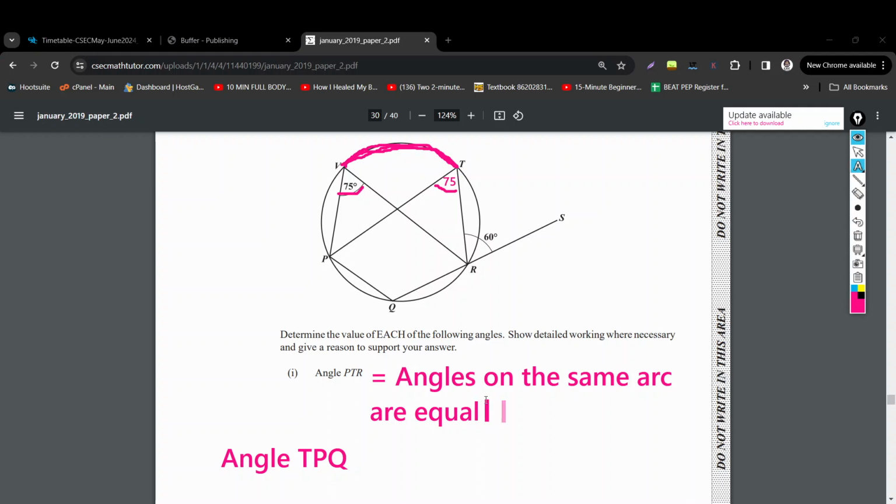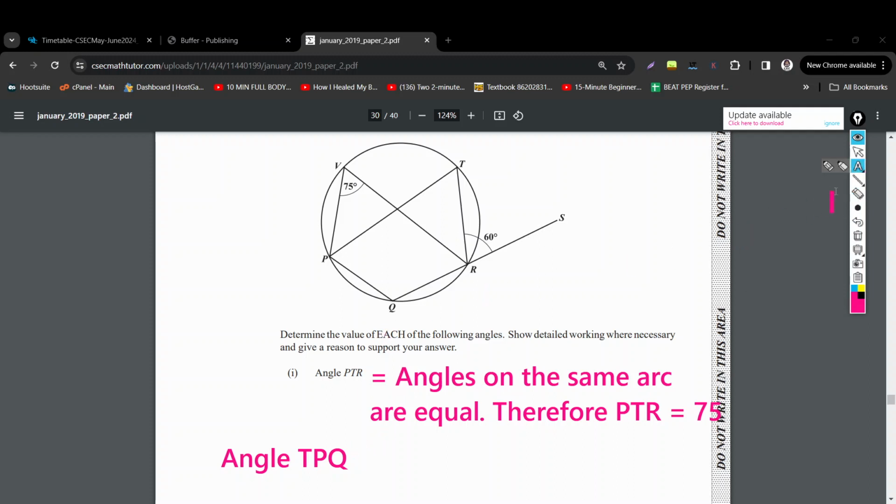So we're going to say therefore PTR is equal to 75 degrees. All right. So, okay, so we found PTR, guys, is 75 because they're on the same arc. So angles on the same arc are equal. So that's it. So we can move on now to the next part.